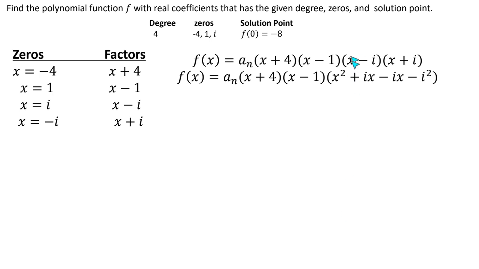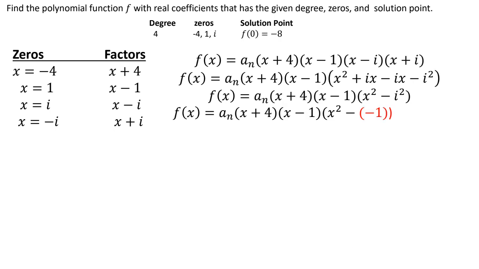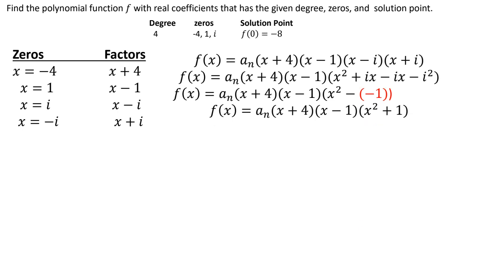X times x is x squared. Ix and negative ix is going to become 0. And negative i times i is negative i squared. Simplify a little bit. And now instead of i squared, I can write it as negative 1. So we get negative, negative. That's going to be positive. And now I'm going to multiply this. X times x squared is x cubed. X times 1 is x. Negative x squared and negative 1.